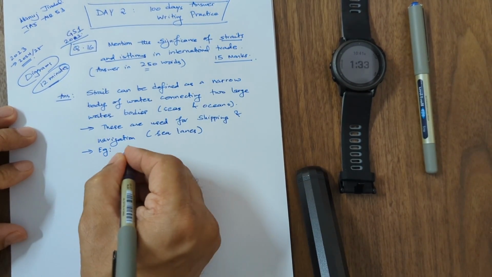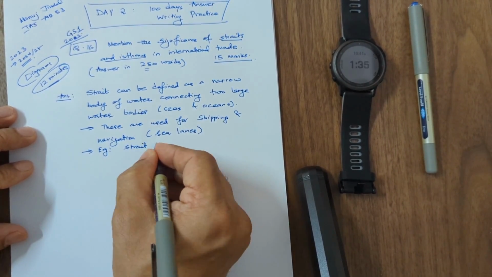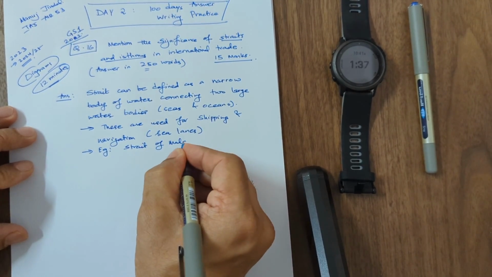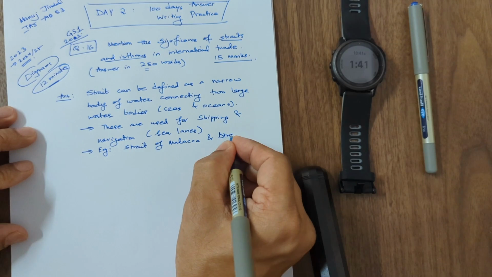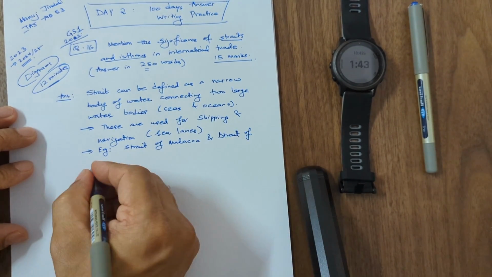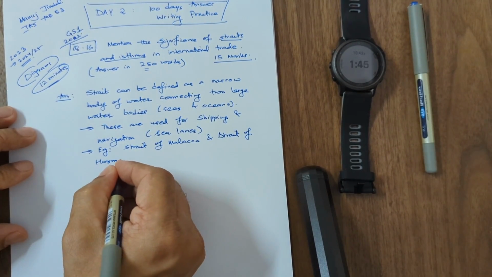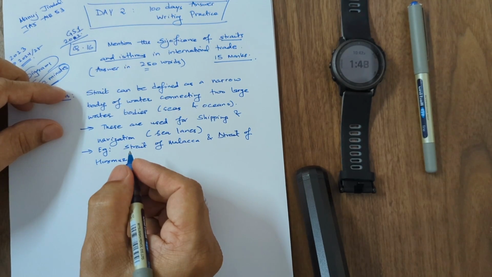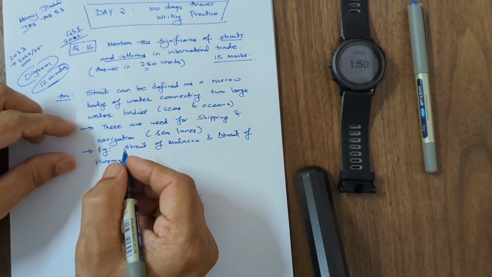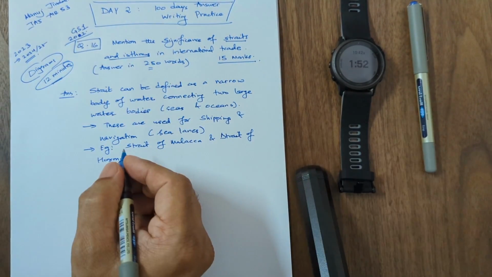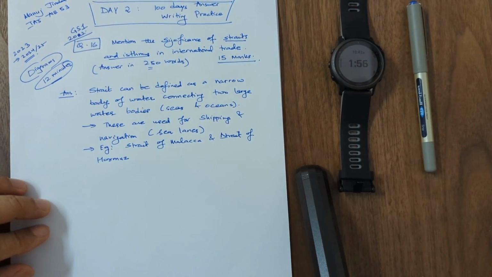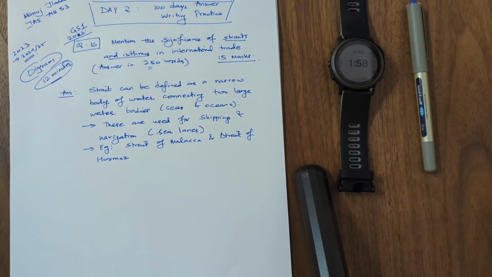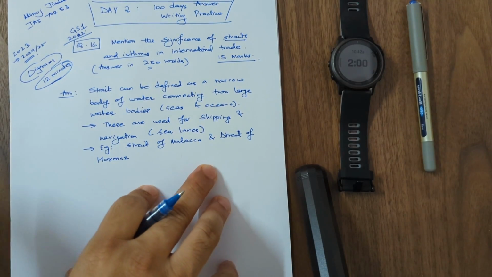Example: Strait of Malacca and Strait of Hormuz. All right, see here I have provided the definition. Number one, I provided the use, what is the use of these particular water bodies, and then thirdly, I have also provided the examples, two prominent examples related to that. Okay, that is how you should go about it.